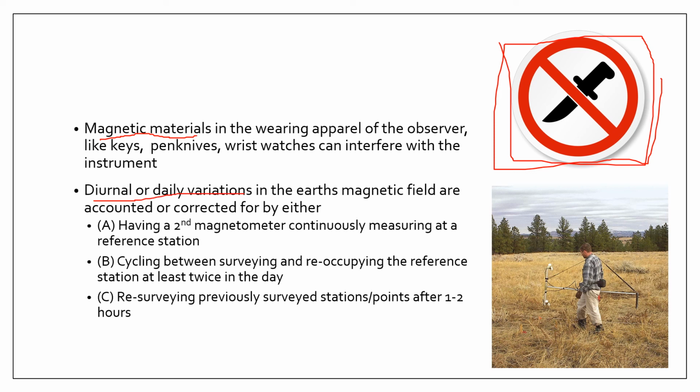And another thing to plan for is the daily, or within-the-day, variations in the Earth's magnetic field, or what we call the diurnal variations. These are accounted for by any of these three methods. One is by having a second magnetometer on a reference station, continuously measuring the magnetic field at that point. So you have a reference of how the magnetic field is changing throughout the day.